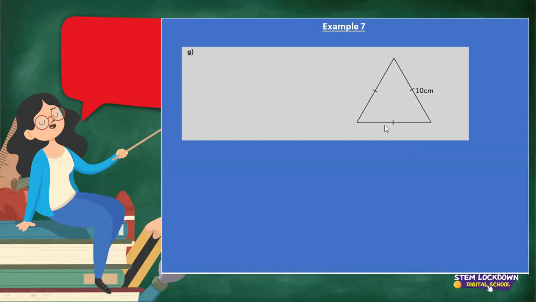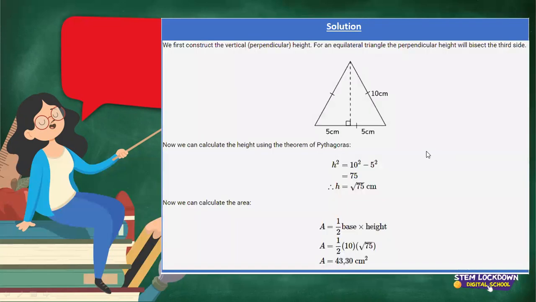So what is the square root of 75 going to be? It's not a perfect square, so you can leave it simplified. The square root of 75 will give you 5 root 3. 5 root 3 will be your height. And then you can multiply that with your base, because the height is perpendicular to the base, and then divide by 2.